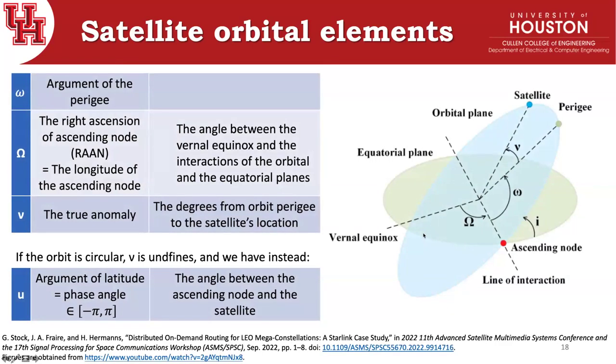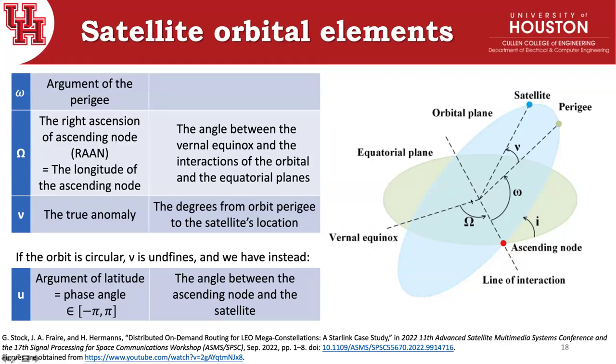And then I will talk about the last three elements. For omega, it means the argument of the perigee. Here you can see the perigee means the closest point to the center of the Earth on the orbit. And the second one, I think, is one of the most important elements in satellite constellations. It is called the right ascension of ascending node, or RAAN. It is the longitude of the ascending node. As you can see here is the angle of big omega. It measures the angle from a fixed point in space, which is the vernal equinox.